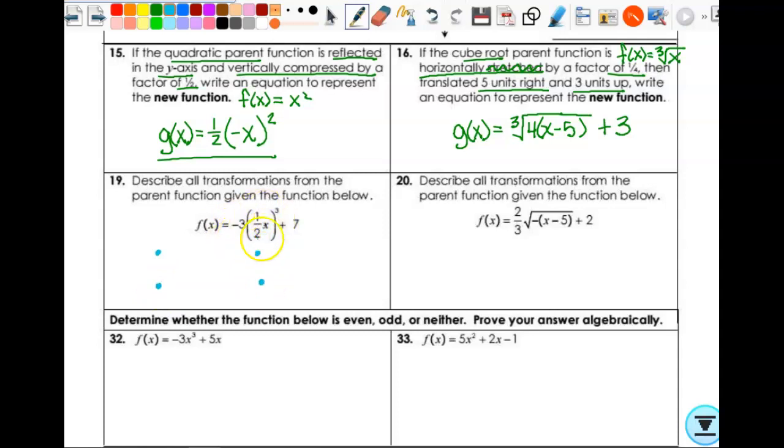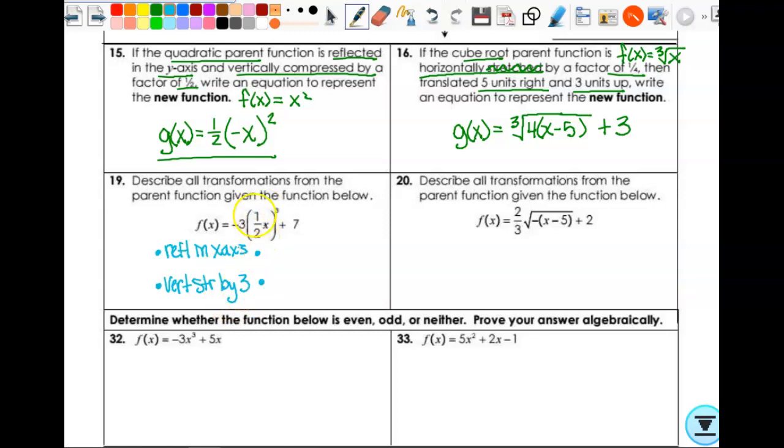This negative happens after you cube it. So it's still a reflection, but it's a reflection in the x-axis. It affects y, you reflect in x. Then I have this 3. Again, it's outside the cube, so that makes it a vertical stretch by 3. You can't just say a stretch by 3. Is it vertical or is it horizontal?